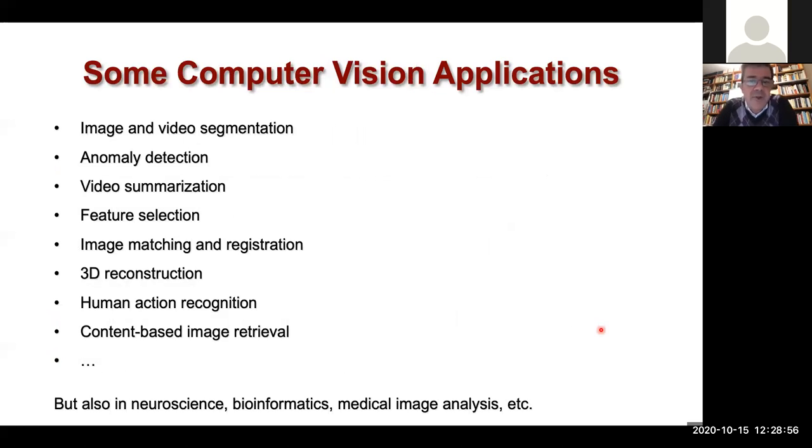So over the past few years, dominant sets have been applied in a variety of computer vision applications, but also outside computer vision. Andre was mentioning one application in his lab, and dominant sets have been applied in problems ranging from image and video segmentation to anomaly detection or video summarization, image matching, 3D reconstruction, human action recognition, and so on and so forth. But I was also glad to see that the framework is being applied quite successfully in a variety of other domains, such as neuroscience, bioinformatics, medical image analysis, and so on and so forth.